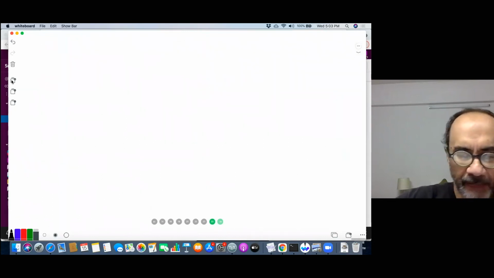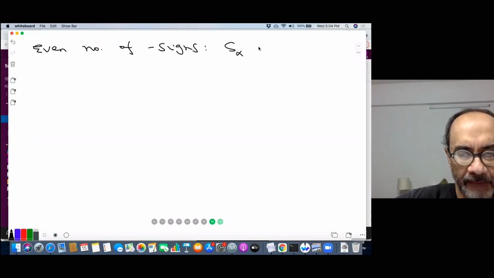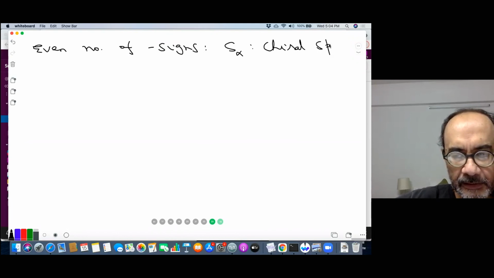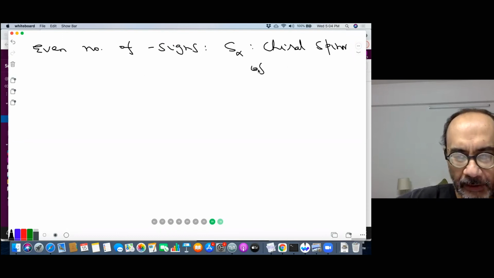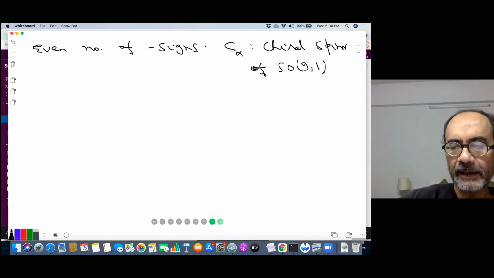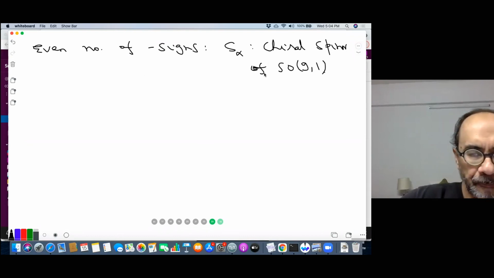So if you have an even number of minus signs, we denote this by S alpha. This describes a chiral spinor, a chiral spinor of SO(9,1). This chirality has nothing to do with the world sheet chirality. World sheet left and right movers are quite different. I'm only talking right now about the right movers, which are the holomorphic sector.